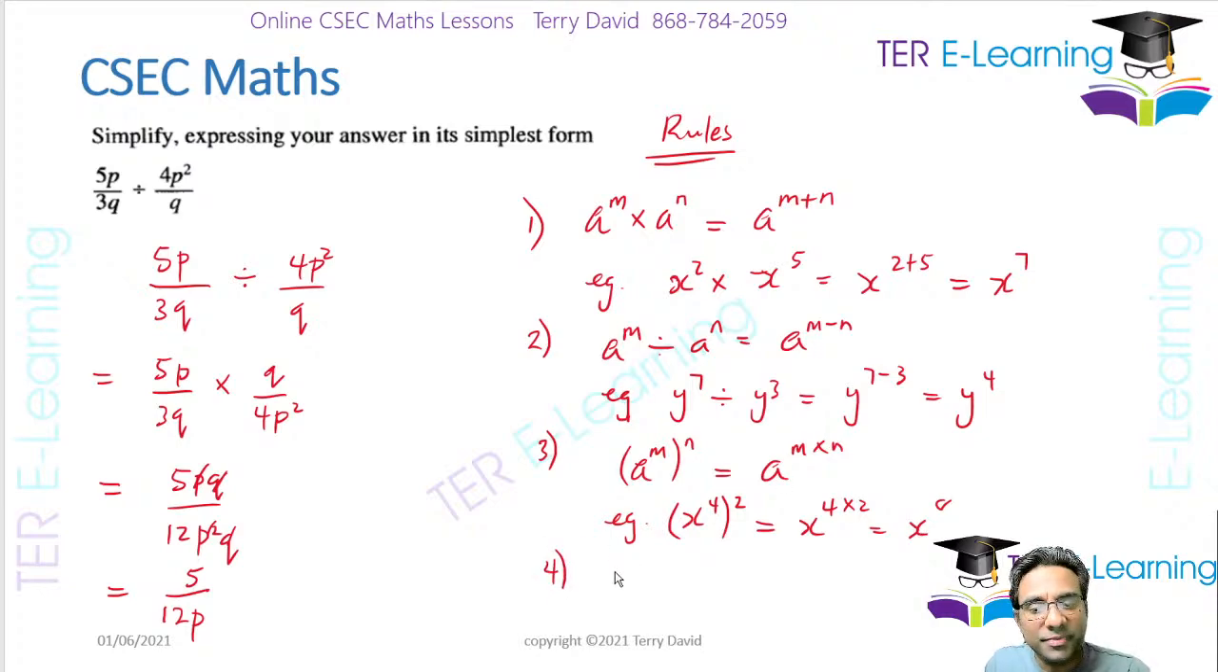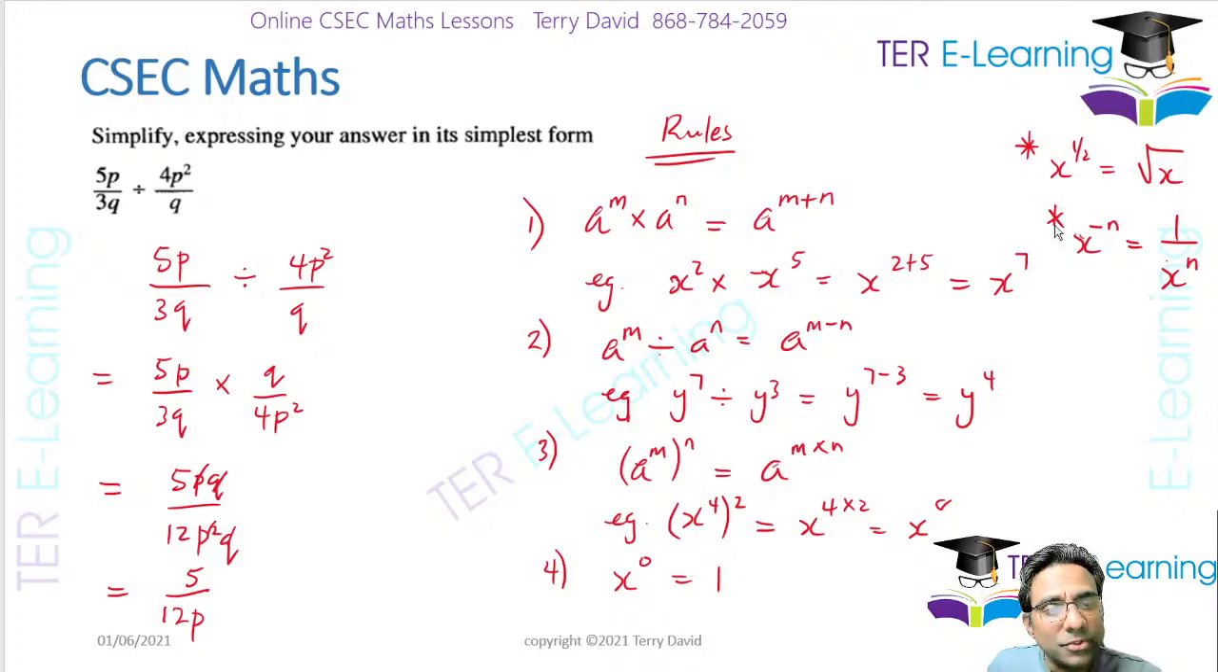And the next one that you need to be familiar with is anything to the power 0 is equal to 1. We have two others that you need to be familiar with as well. If I have x to the power half, I can write that as the square root of x. So this is one you need to be familiar with. And we also have another one, which is x to the power minus n. I can write that as 1 over x to the power n. I think when I did the crash course in January, I spoke about this, so you can all go back to that video if you want to.